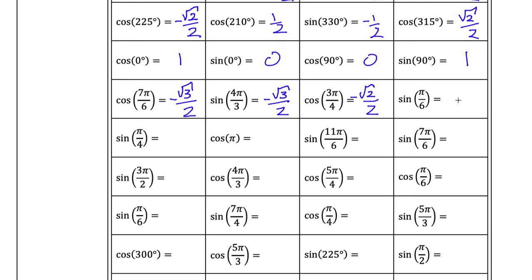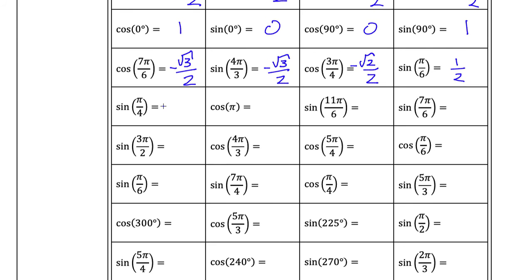Pi over 6 is right there, and sine is 1/2. Sine of pi over 4, that's going to be the y-coordinate of pi over 4, which is the square root of 2 over 2. Cosine, the x-coordinate of pi is straight out to the left, so that's going to be negative 1. Sine of 11 pi over 6, 11 pi over 6 is right there, and sine is negative 1/2.